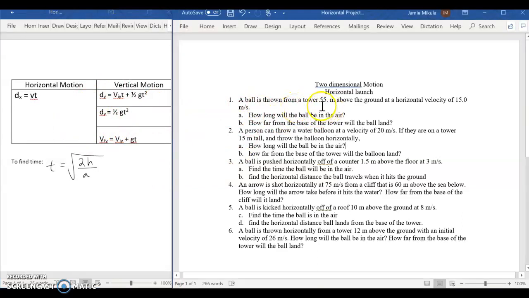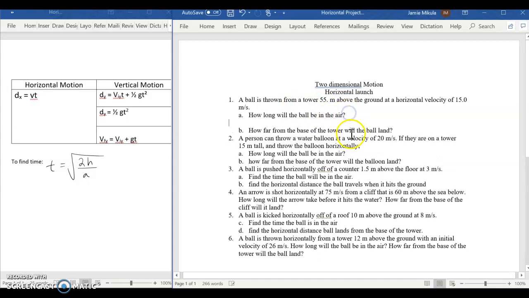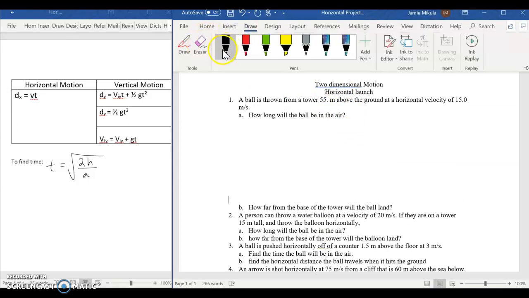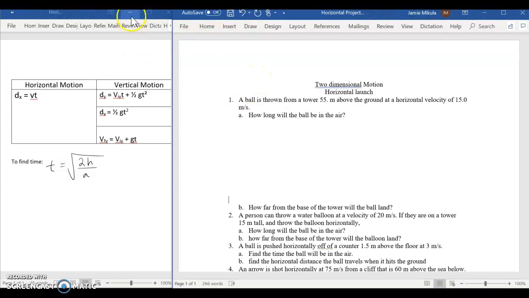Okay, so I'm going to work through his 6 problems here. The first, I like to draw pictures. That helps because you can see it and make sure that you don't use any horizontal information in a vertical formula or vertical information in a horizontal formula. Right here it says a ball is thrown from a tower 55 meters above the ground. So I'm going to quickly draw a tower, and it's 55 meters up, and the ball is thrown with a horizontal velocity of 15 meters per second. The question wants to know how long will the ball be in the air. So we're solving for time in this situation.